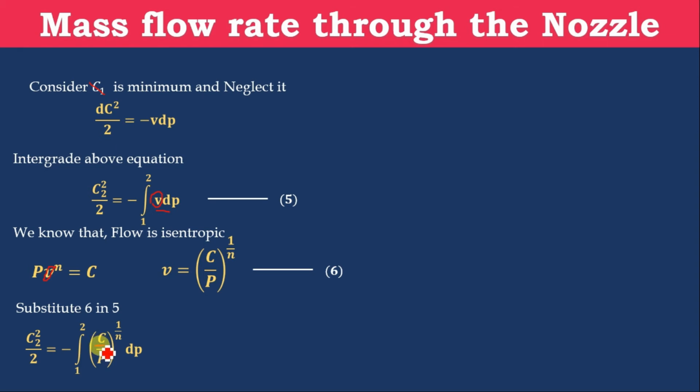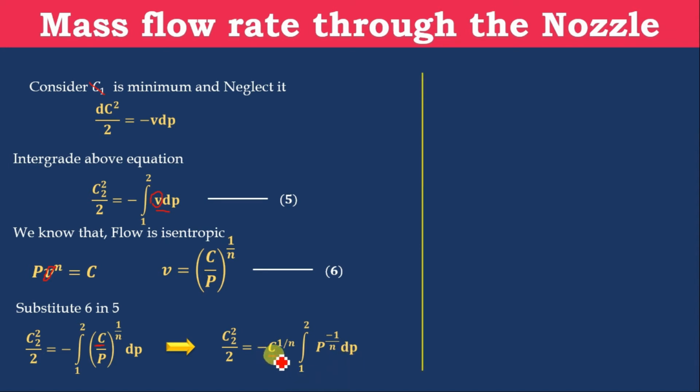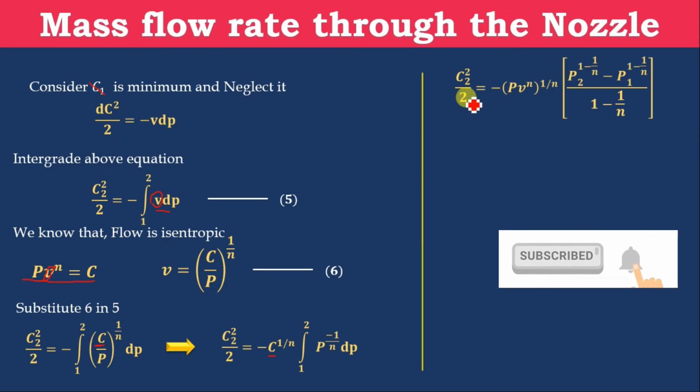Now this C is constant. Take it outside. C2 squared divided by 2 is equal to minus C whole power 1 divided by n. This is in the denominator, right? Take it to the numerator. So instead of 1 by n, we will get minus 1 by n, dP. Now, what is the C here? PV^n = constant. Now substitute this PV^n = constant here. Integrate this P. We will get C2 squared divided by 2 is equal to minus (PV^n) whole power 1 divided by n.